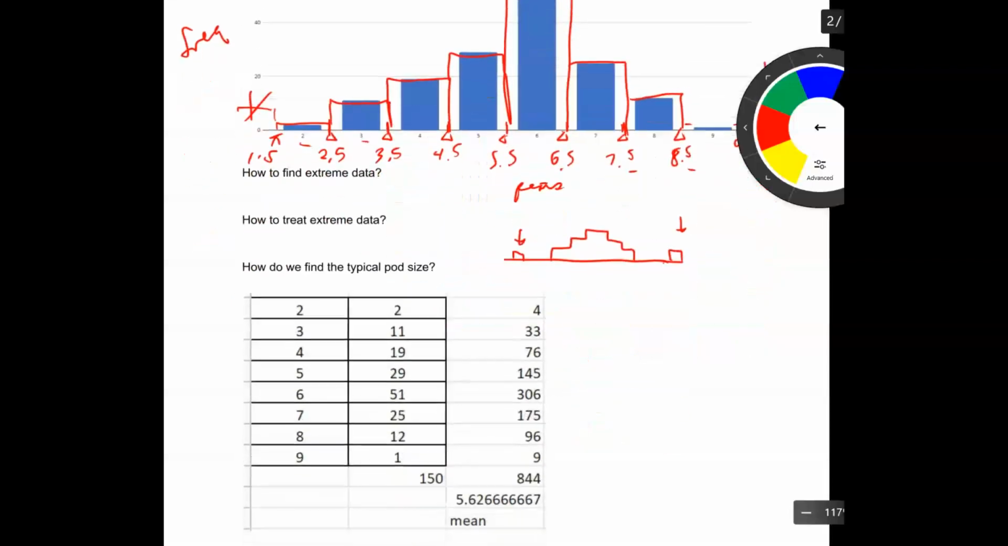How do we find the typical pod size? Okay, so first of all, we have a really good first step, which is we had our frequency table. Here's our frequency table. There are 3 ways to classify central tendency, or the typical pod size, and they all start with M. It's mean, median, and mode, okay? Mode is the one that you learn first, in first grade, in fact.